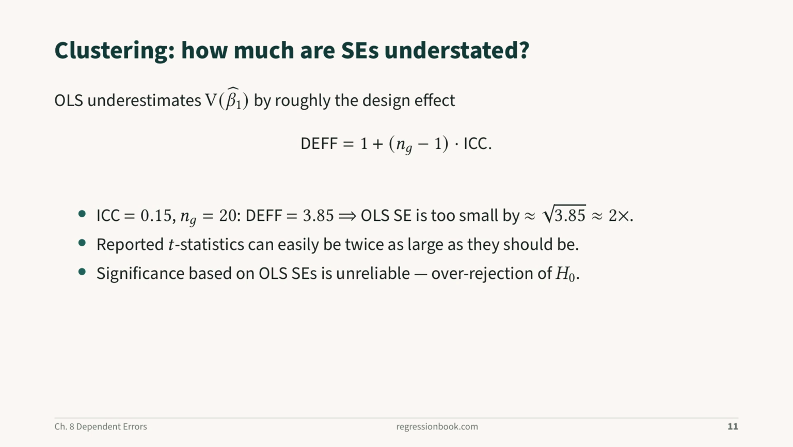How large is the understatement? The design effect: 1 plus cluster size minus 1 times the intra-class correlation. With a correlation of 0.15 and classes of 20, that is 3.85, so the ordinary standard error is too small by its square root, roughly a factor of 2. Reported t-statistics can easily be double what they should be, and significance based on them over-rejects.